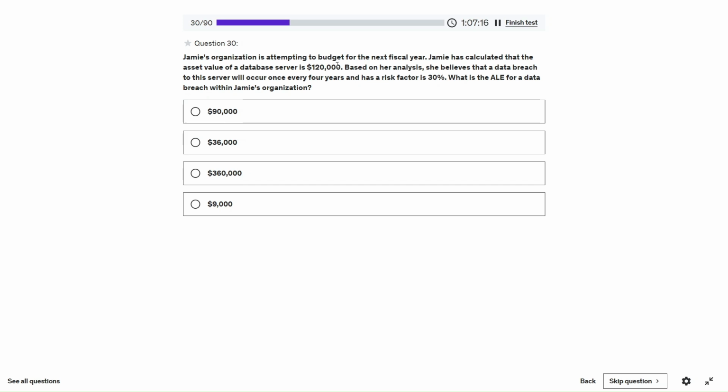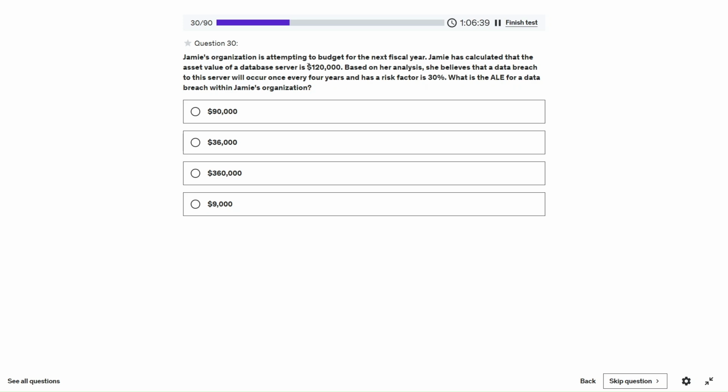Gemmi's organization is attempting to budget for the next fiscal year. Gemmi has calculated that the asset value of a database server is $120,000 based on her analysis. She believes that a breach to the server will occur once every 4 years and has a risk factor of 30%. What is the annual loss expectancy for the data breach within Gemmi's organization?